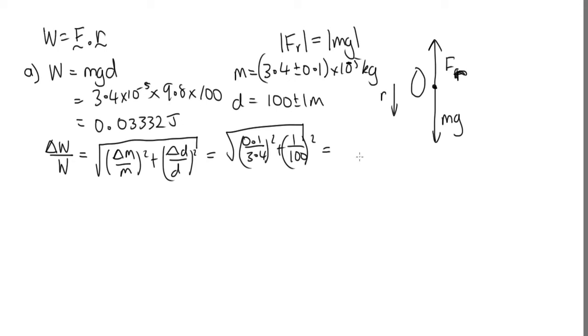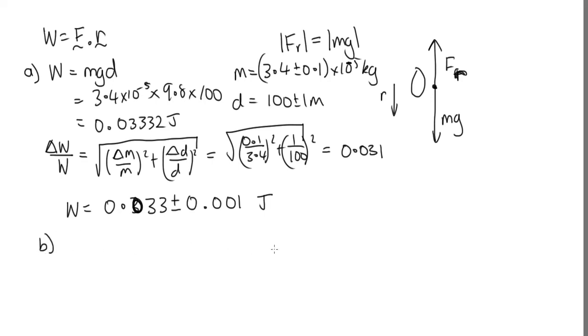And this is equal to 0.031. And so in order to get the absolute uncertainty in the work, we just need to multiply this work by this number here. And this gives us that the work is equal to 0.033 plus or minus 0.001 joules. And it's a positive answer because the gravitational force is doing work on the raindrop.